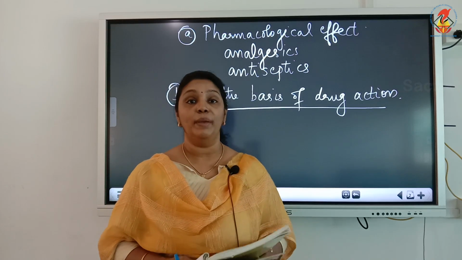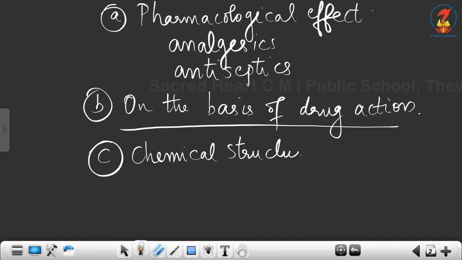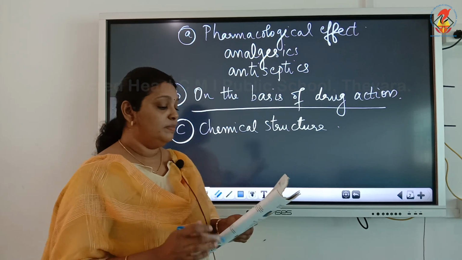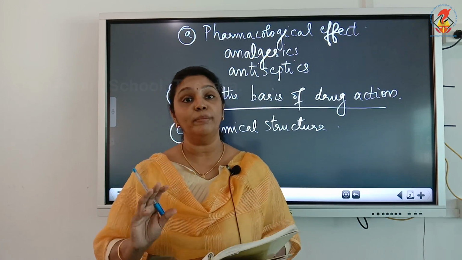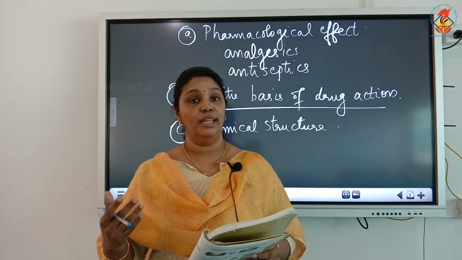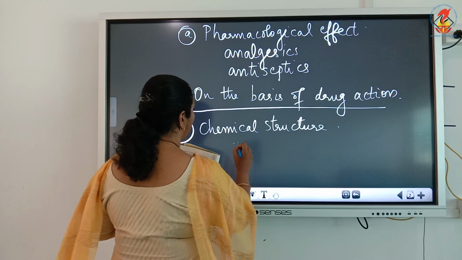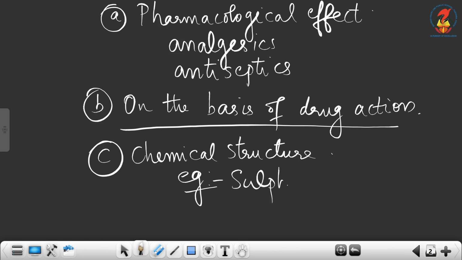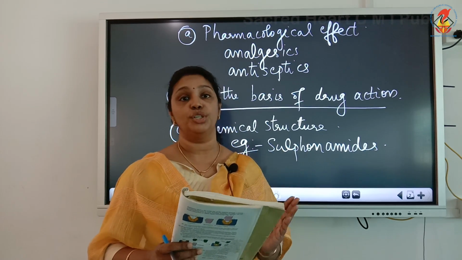Now the next is on the basis of chemical structure. It's based on the chemical structure of the drug. Drugs classified in this manner share a common structural feature and they often have similar pharmacological activity. For example, sulfonamides. Sulfonamides have a common structure. Okay, so this is the classification that's based on the chemical structure of the drug.